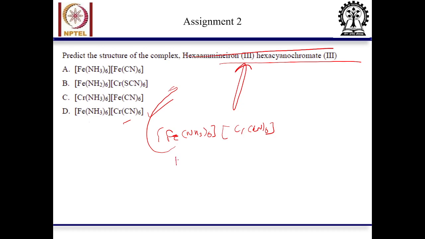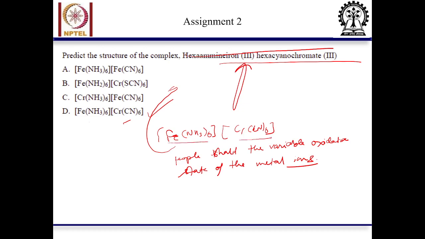Here people should know the variable oxidation state of the metal ion. Okay, so the concept here is that you have to know the variable oxidation state of the metal ion. So iron can exist in +2, +3, chromium can exist in +2, +3, +4, all those oxidation states.